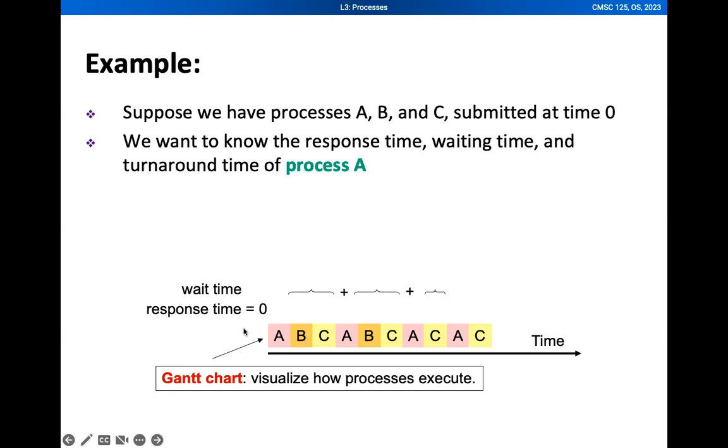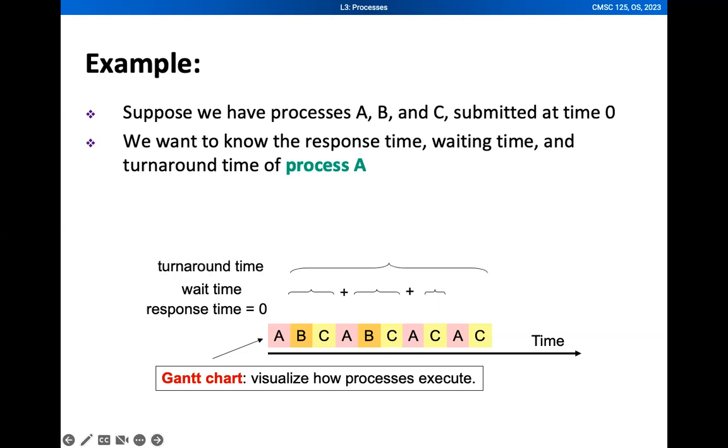The waiting time, as we mentioned, is the amount of time that the process spends waiting on the ready queue. So at this point, B and C are executing. While B and C are executing, A is on the ready queue and is waiting. We can count this amount of time that A waits, and we just have to sum it up and we get the waiting time.